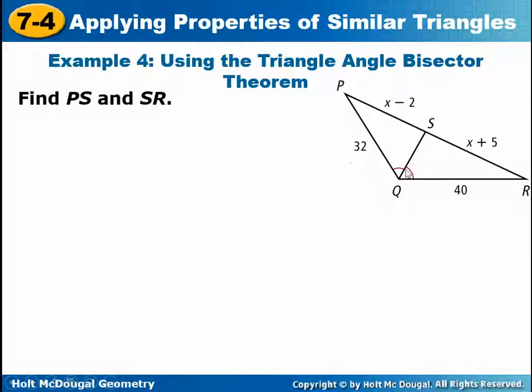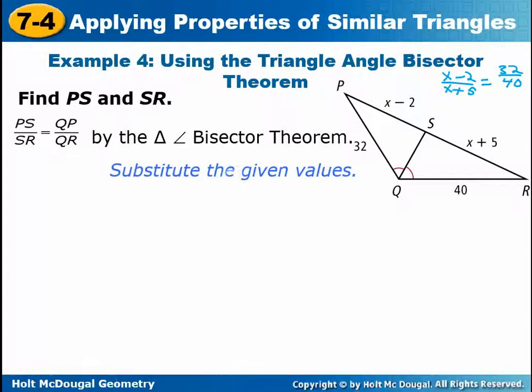All right, so here we know that QS is an angle bisector because these are both marked congruent to each other. So we need to find PS and SR. We've got some algebra to do here because they're giving us x. So we know that x minus 2 over x plus 5 will be equal to 32 over 40. That's how we would set that up.